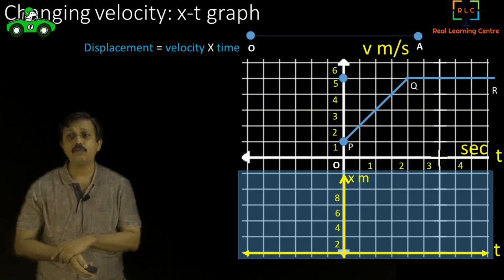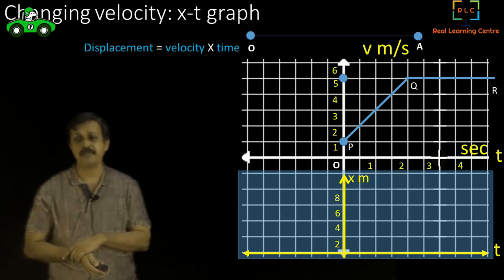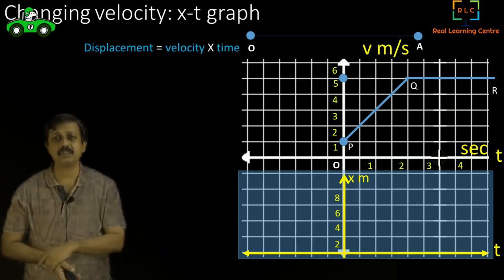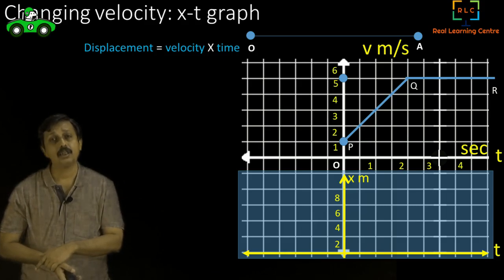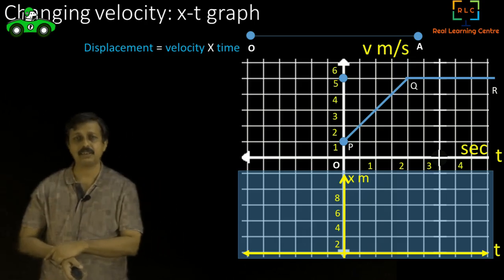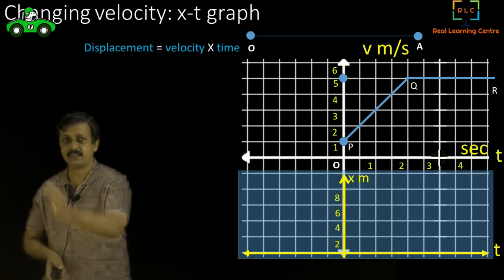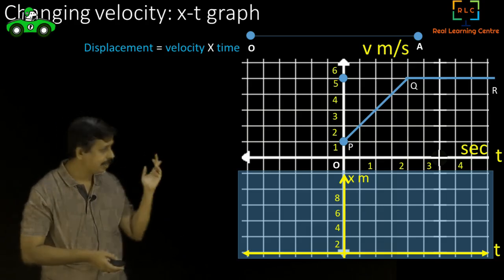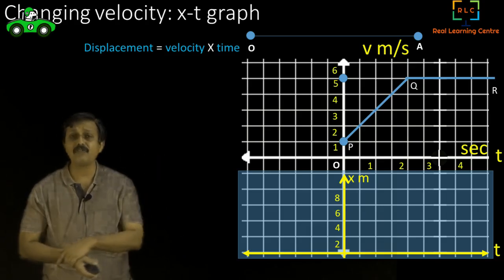Okay. Now, x is the displacement that we want to plot. We know displacement is basically velocity into time. For a straight line motion, velocity into time, we are not going like this. So if you take velocity into time, which velocity will you take?